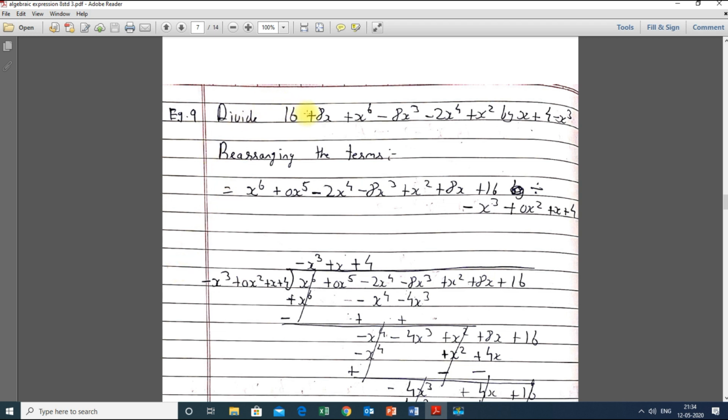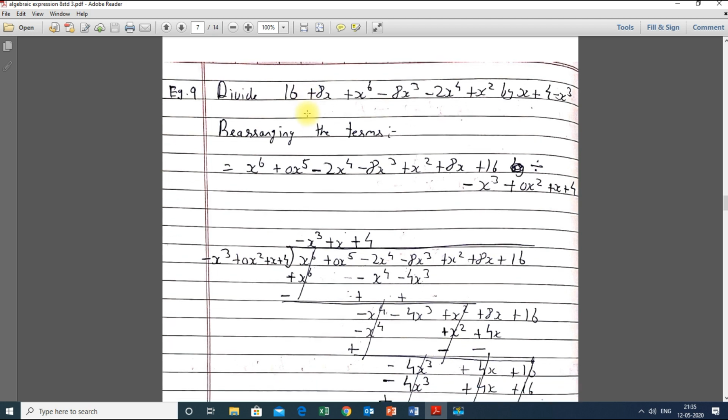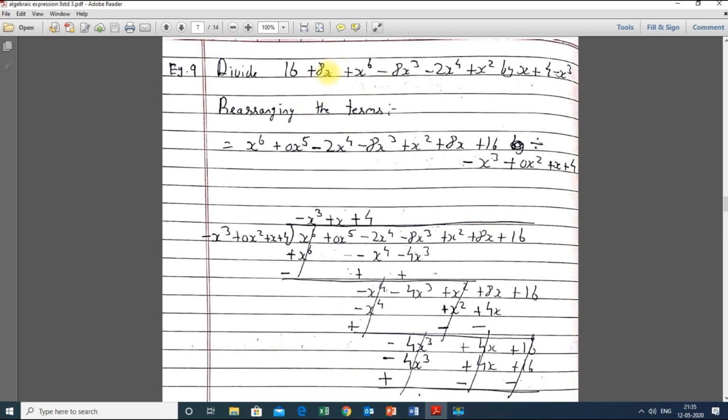Now divide 16 plus 8x plus x raised to 6 minus 8x cube minus 2x raised to 4 plus x square by x plus 4 minus x cube. The sum is very big, but the only difference is that we first have to rearrange before solving directly. We have to rearrange the terms.